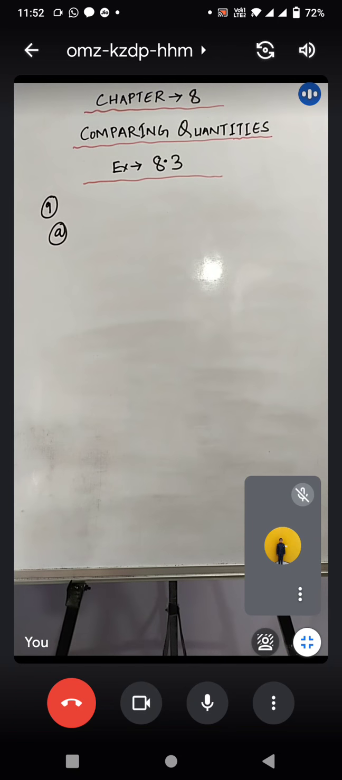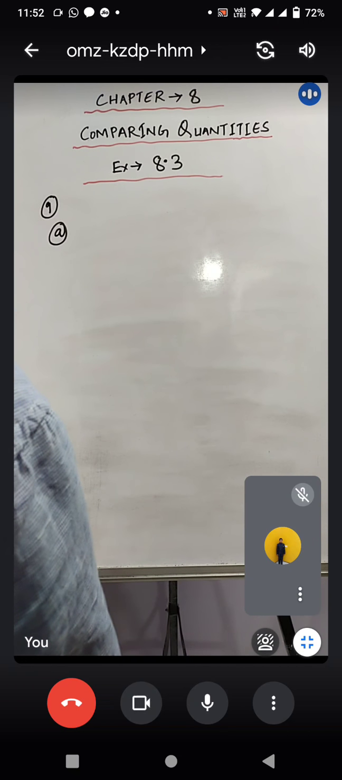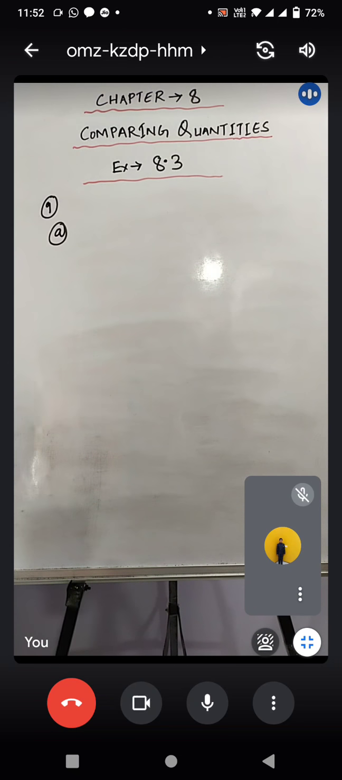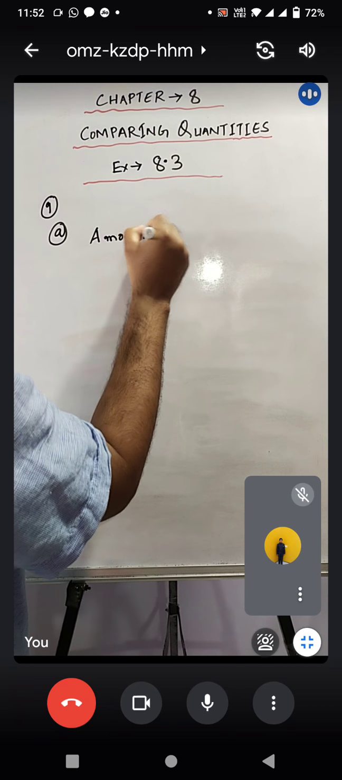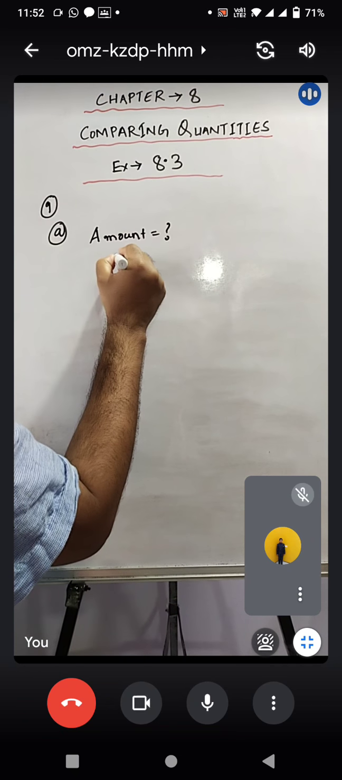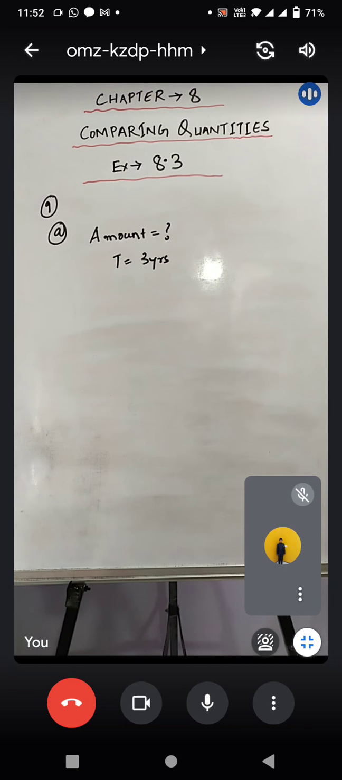So what exactly do we have to find out in question number 9? Find the amount to be paid at the end of 3 years. See, they have already said what we have to find out. We have to find out the amount. And how many years have they given? Time they have given is 3 years. And in sum number A, they have also given the principal and 12% per annum.